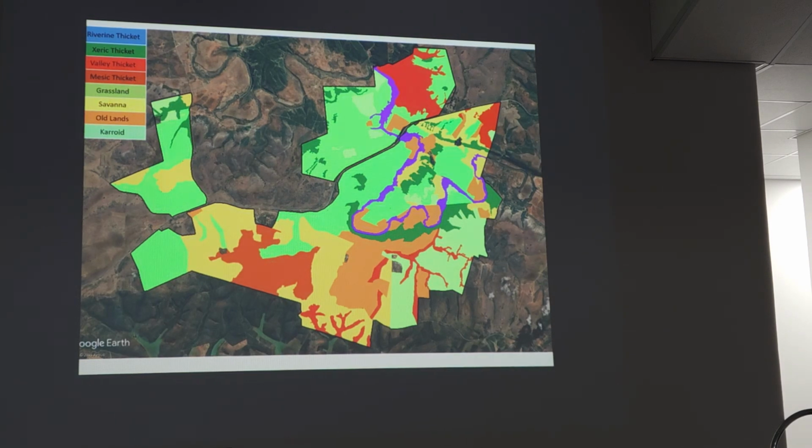So just a quick overview of our vegetation types. Again, these aren't necessarily true representations of each of these vegetation types because of the historical land uses, but we've also adopted a very fine scale vegetation map. So we've got 8 different vegetation types. We've got several different types of thickets, riverine, xeric, valley. We've got grasslands, savanna, oldlands, and charoid.